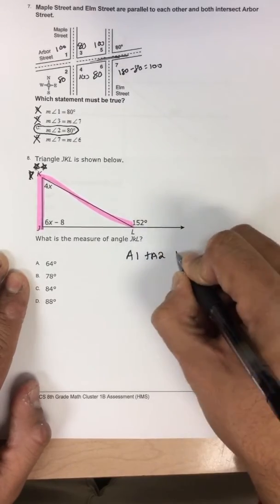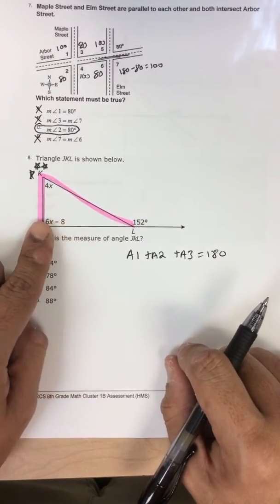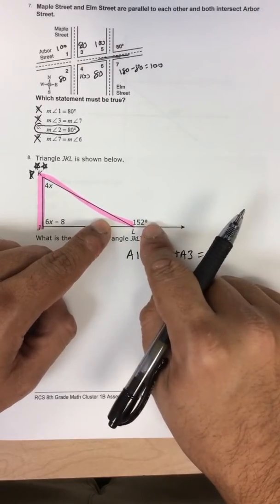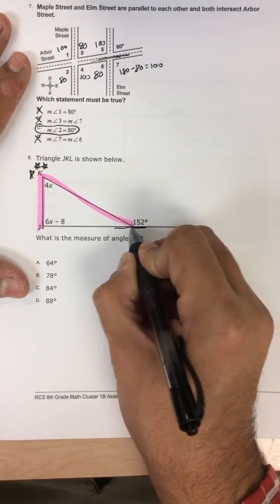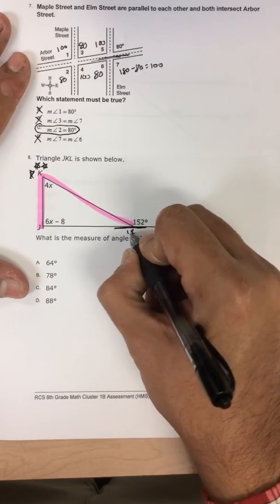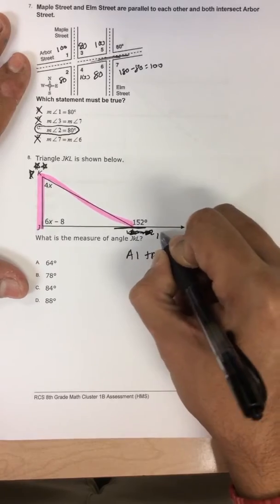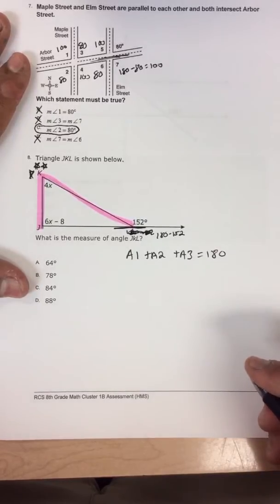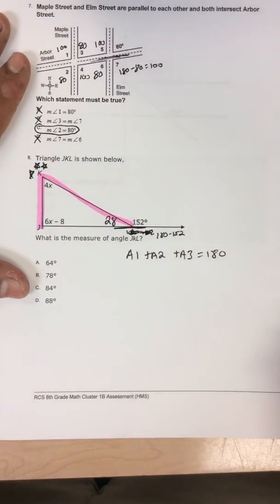Angle 1 plus angle 2 plus angle 3 equals 180. Now, if you notice, inside of the triangle, I only have 2 of the angles. I'm missing the third angle that's inside. However, I do have the outside angle, which is 152, and I know that the inside angle and the outside angle make a straight line. So that means it's 180 minus 152, okay? 180 minus 152, and I always check with my calculator. My angle will be 28 because 180 minus 152 is 28.